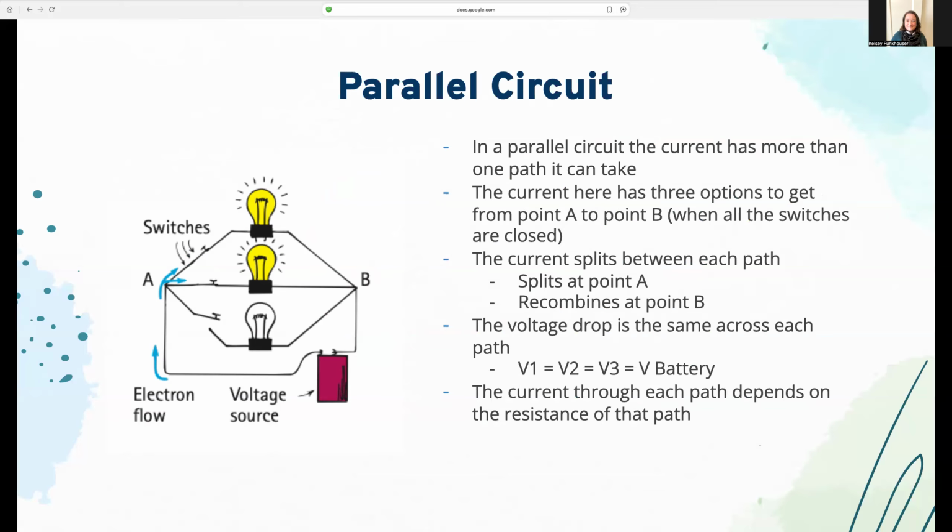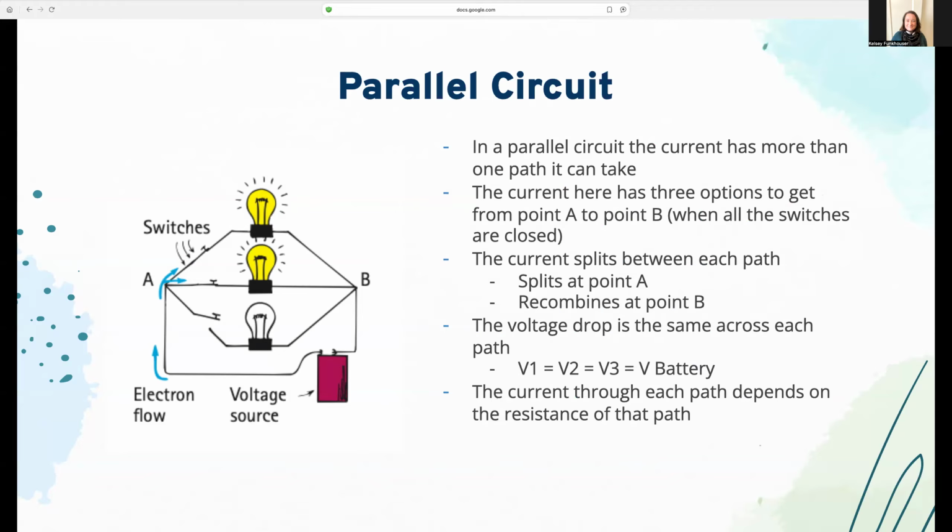So, rules about a parallel circuit. In a parallel circuit, the current has more than one path it can take. The current here, like I said, has 3 options to get from point A to B when all of the switches are closed. And then the current splits between each path at point A and recombines at point B. The voltage drop is the same across each path. So voltage 1, 2, and 3 equals the voltage of the battery.